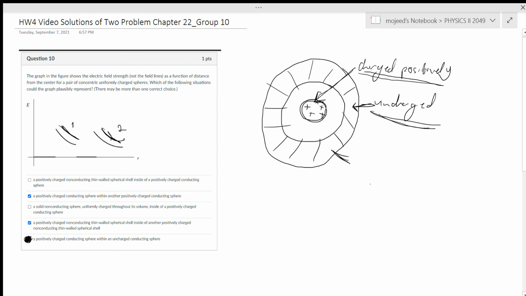And another scenario that we can have for this is a positively charged non-conducting thin wall sphere inside of another positively charged non-conducting thin wall sphere, which would be this option. And these are the two following situations that could possibly be represented by the graphs.